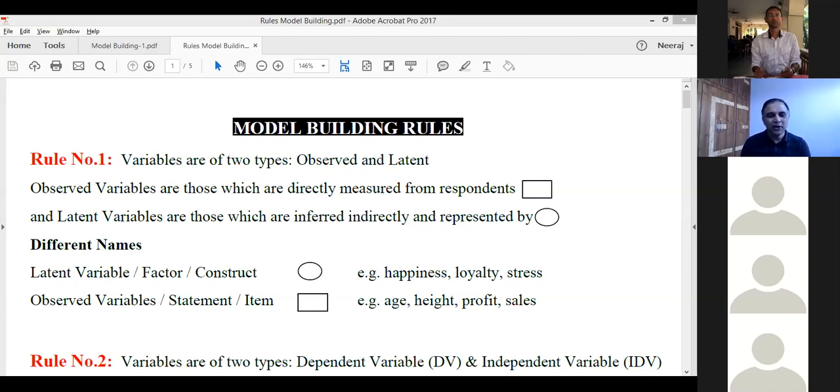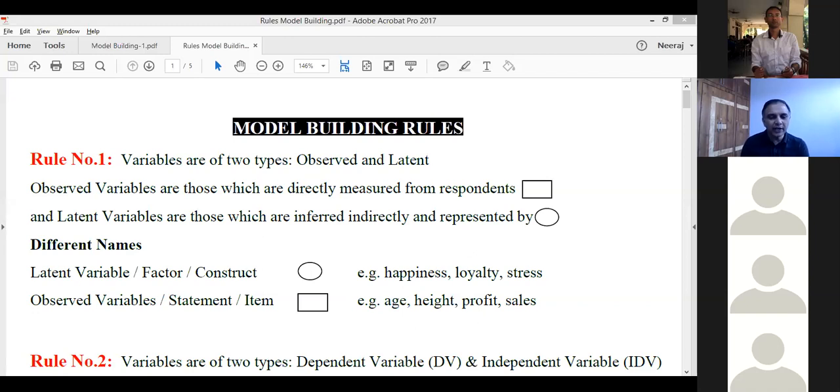The first one: variables are of two types, observed and latent. Observed are those which we can directly measure. Simple, we have settled down like physics, like chemistry. There are certain things we can directly measure. And while making a diagram, we put a box. Latent variables are those which are not measured directly, which are inferred. Your electricity bill is directly observed, but the mood of your mother, the mood of your father, is not directly measured, it is inferred. You note down certain things, maybe the body language, and then you infer something. So that's a latent variable.